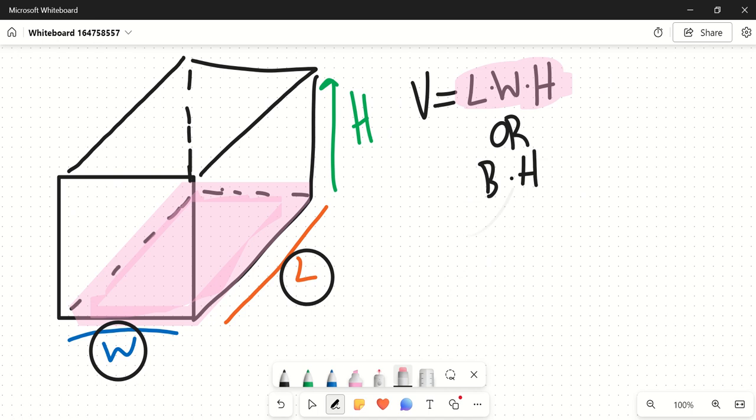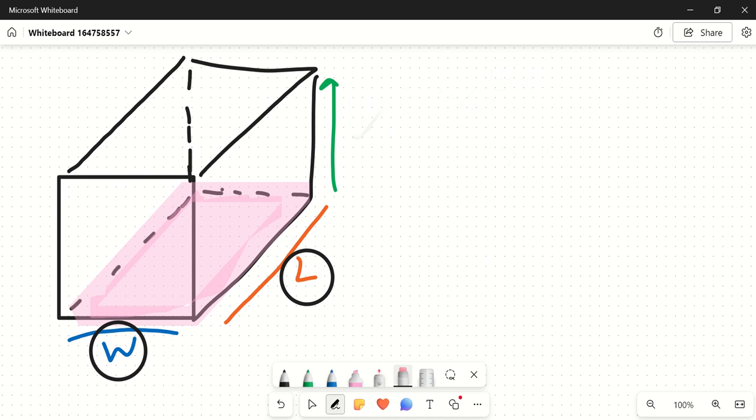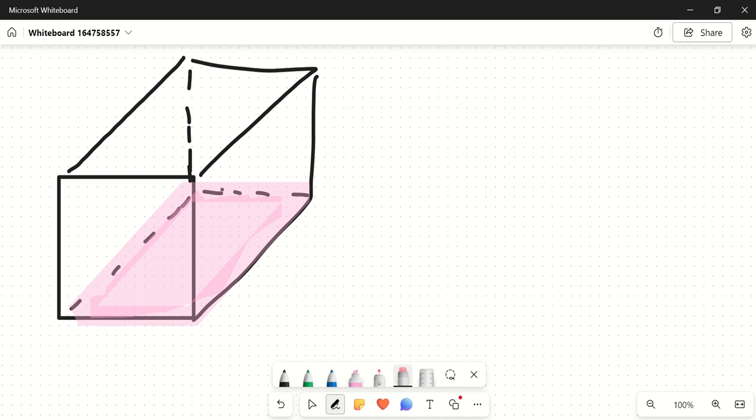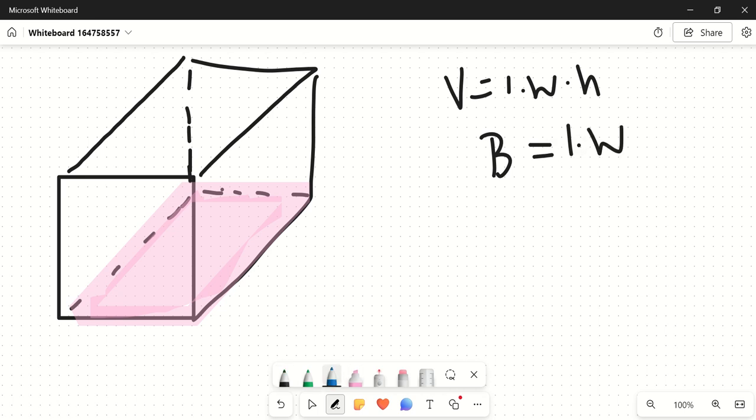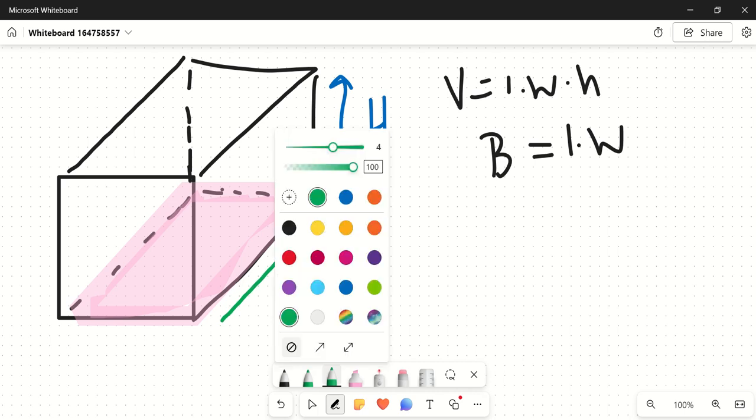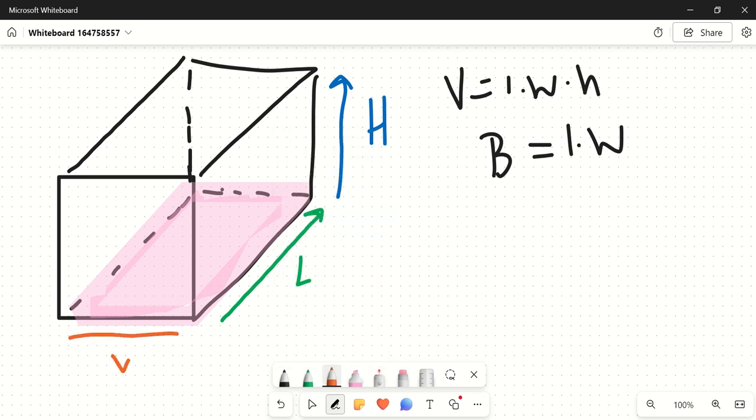So again, the base is length times width. And then the volume, so again, volume equals length times width times height. The base is length times width. So you need to understand the differences between the two. Height's pretty easy. It's literally how tall it is. Length and width are interchangeable, but length is going to usually be the longer of the two sides, and then width is going to be how wide it is.